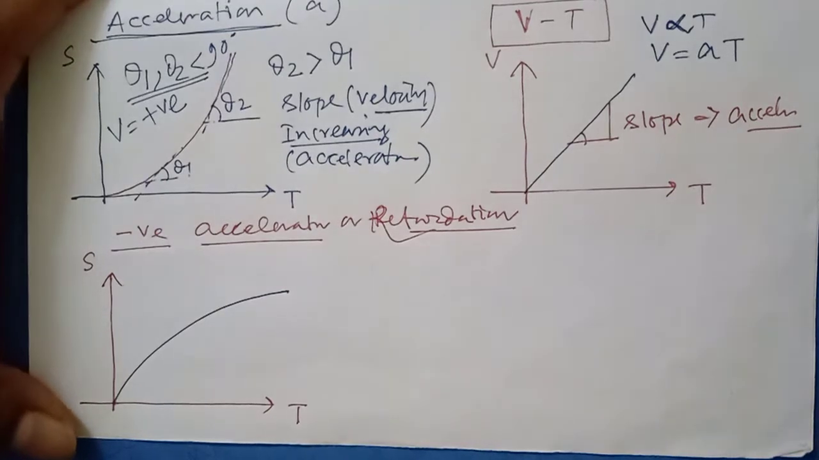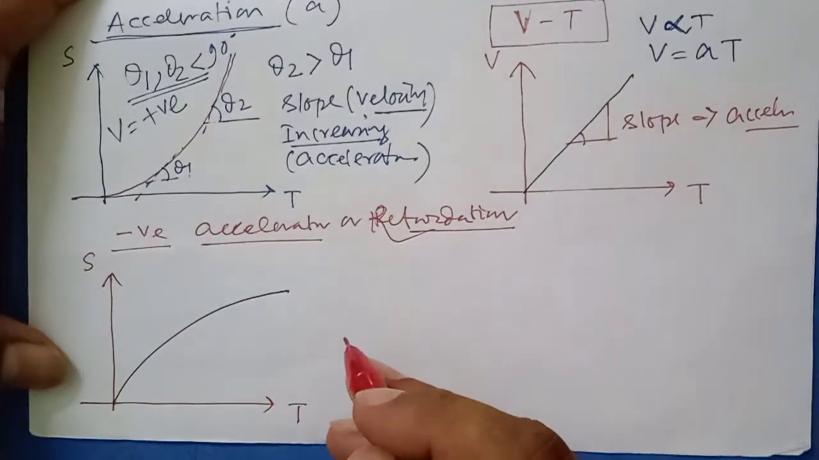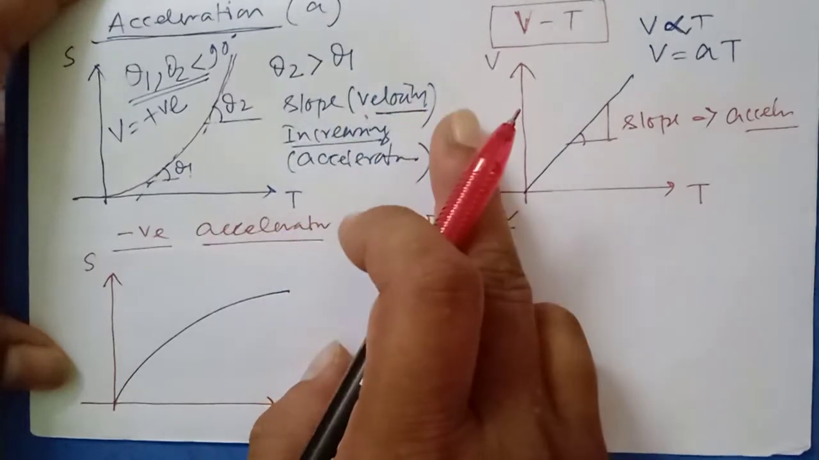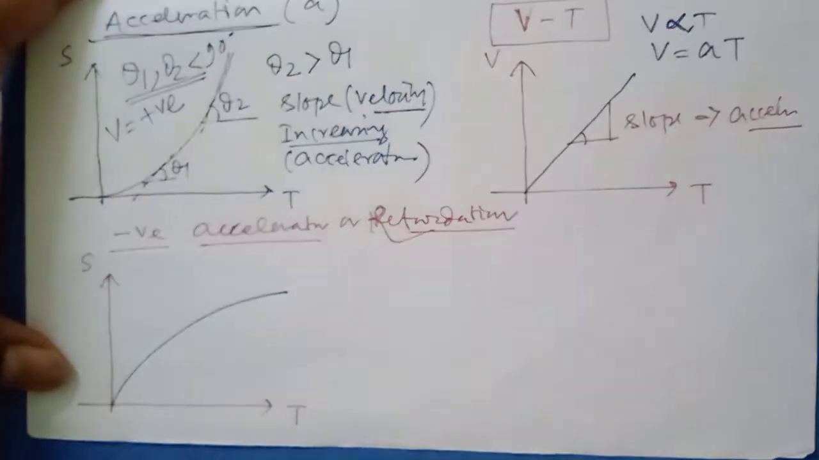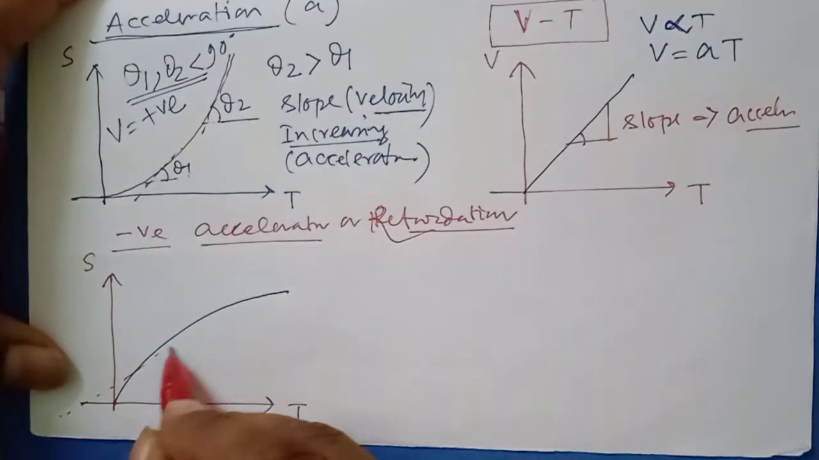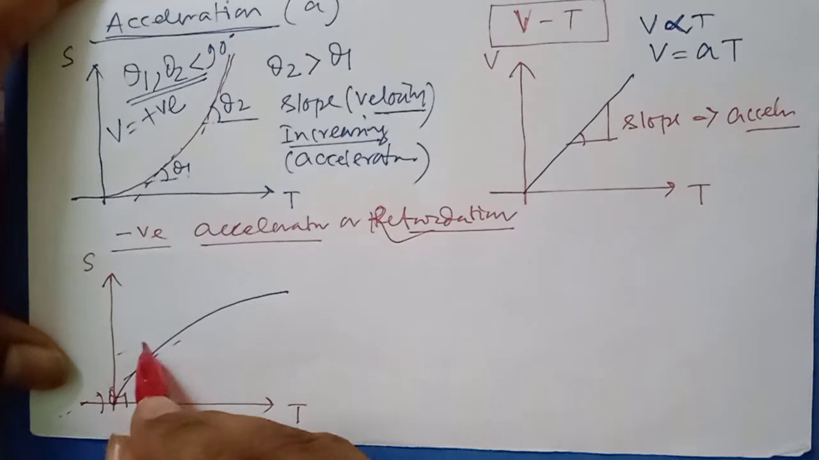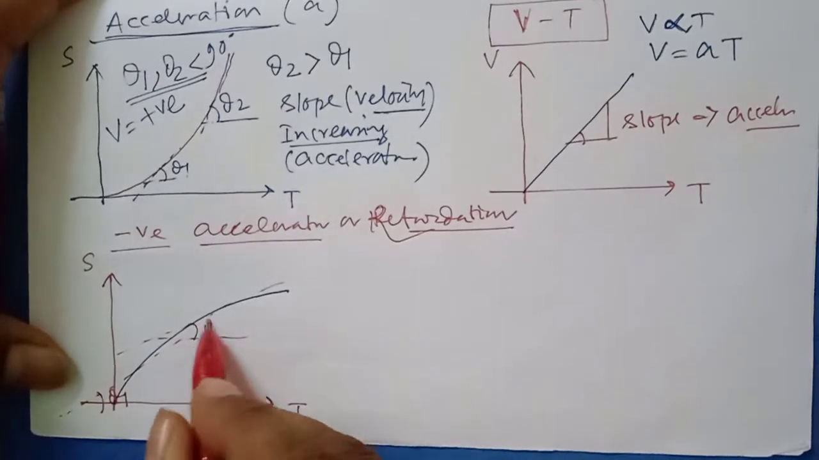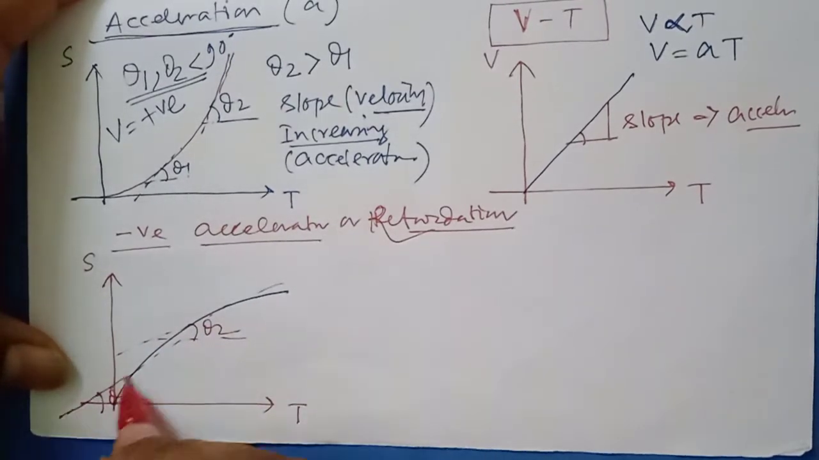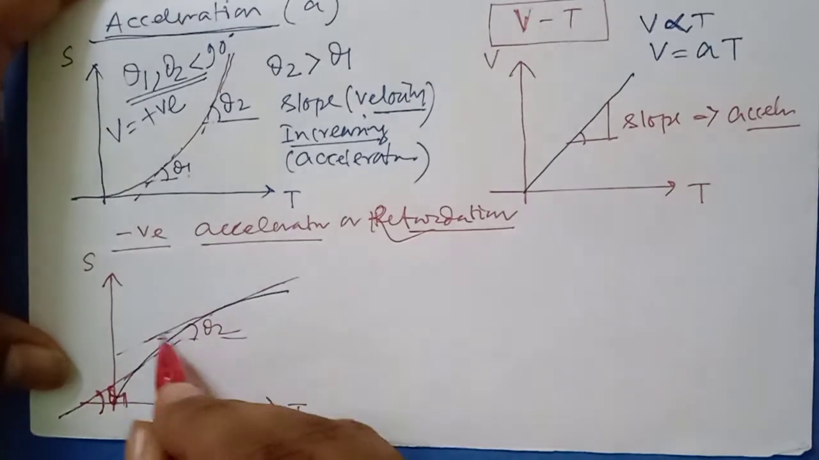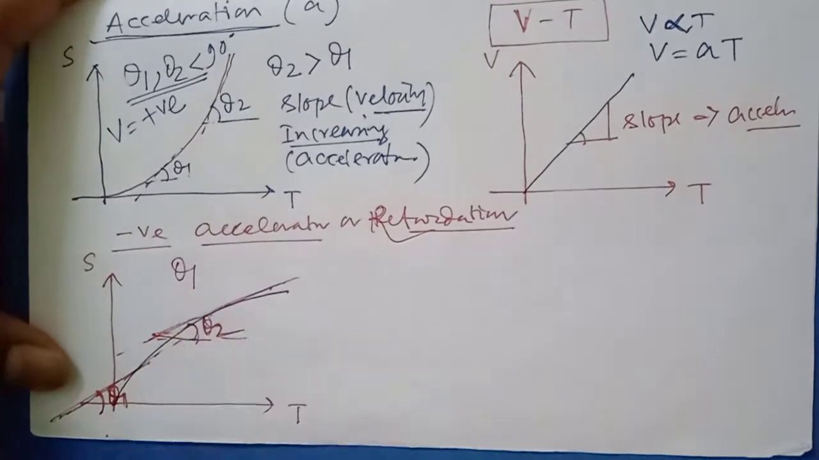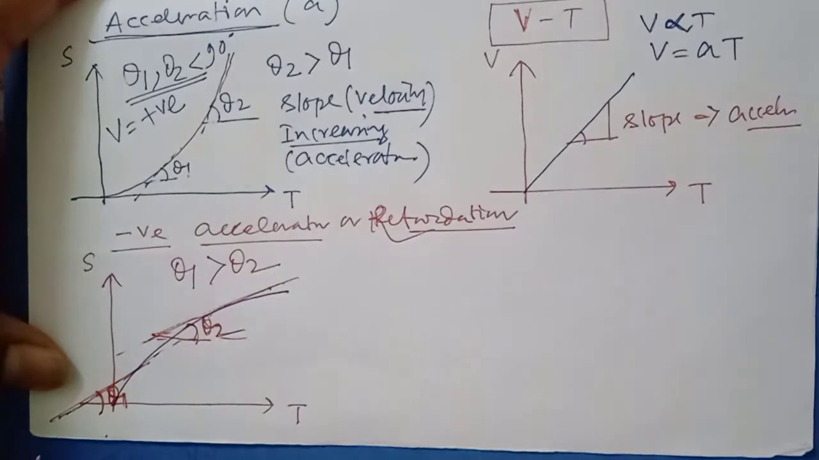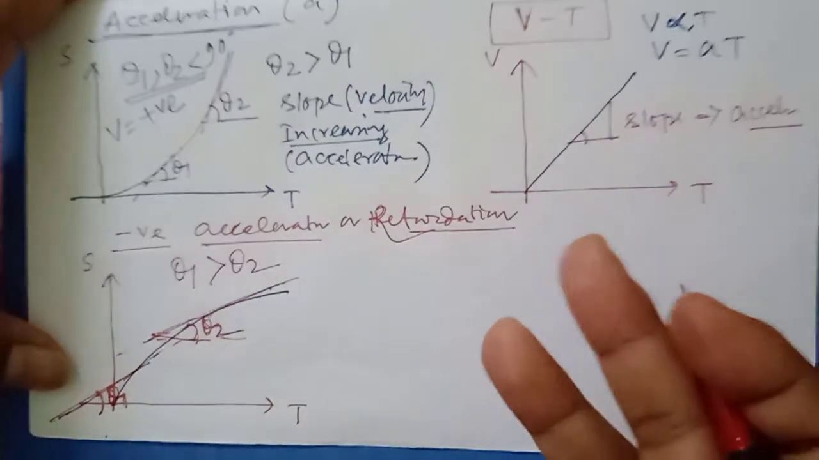Right? Now if you draw the slope, here the slope is increasing because velocity is increasing. Here, retardation means the slope is decreasing. See, if you draw the slope, this is theta 1, here also theta 2. Can you see, students, which one is greater? Theta 2 is less than theta 1. So theta 1 is greater than theta 2. So theta is decreasing. Am I right?